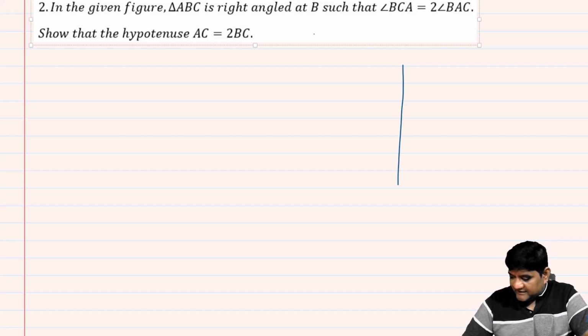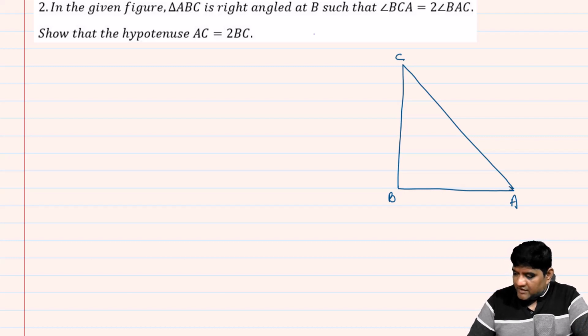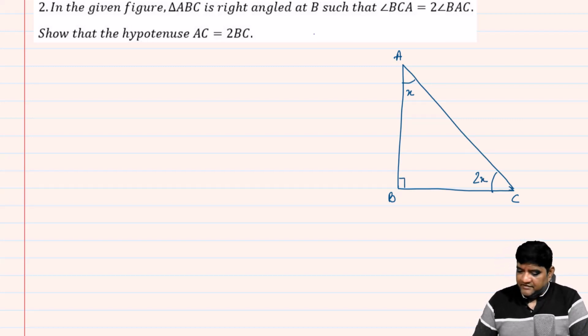we have a triangle. Again, it's a right angle triangle, right angled at B, and let's say this is C, and this is, let's say, A. So let's take this angle as x, and this angle here is going to be A and this is going to be C. This is going to be 2x. Show that the hypotenuse, which is AC, is twice of BC. I need to prove that AC is twice of BC.